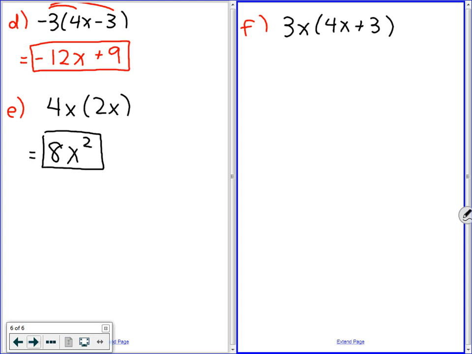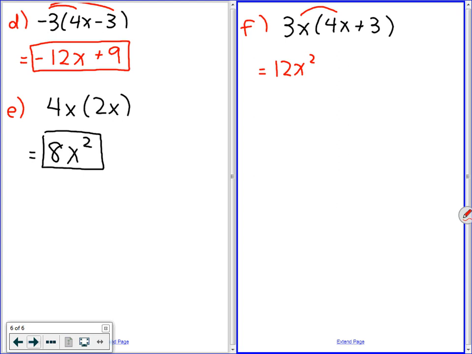Okay, so what's 3x times 4x going to be? 12x squared. Good. So the way she got that, I hope, was 3 times 4 is 12, and x times x is x squared. Please be brave and raise your hand and ask if you don't get that. Because 3 times 4 is 12, and then x times x is x squared, so 12x squared. Sort of good?